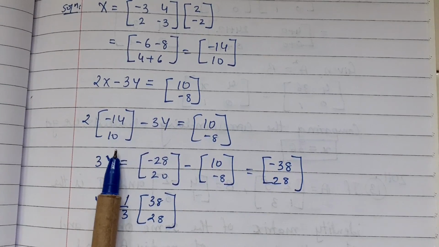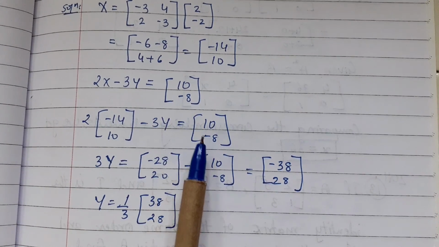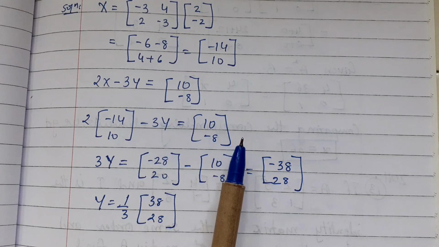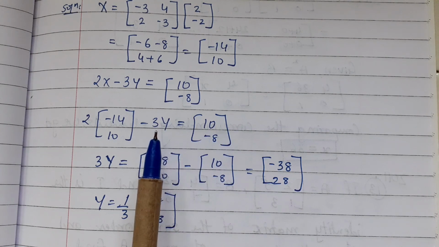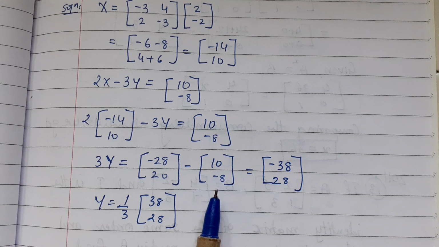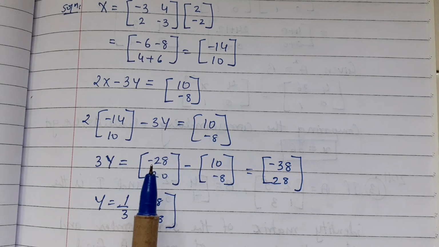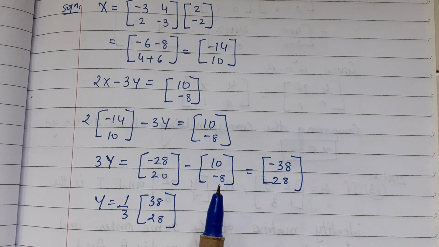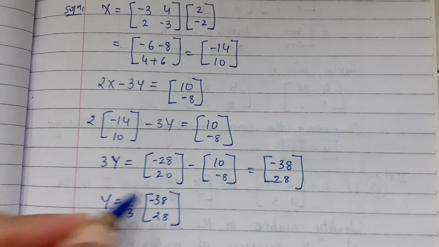2x is minus 14, 10 minus 3y equal to 10 minus 8. 3y taken here, plus 3y. This matrix taken here becomes minus 10 minus 8. 3y equal to 28 minus 28, 20 minus 10 minus 8, minus 28 minus 10 minus 38, 20 minus into minus plus 8, 28. Divide by 3 on all the sides. Y equal to 1 upon 3 into minus 38 plus 28.